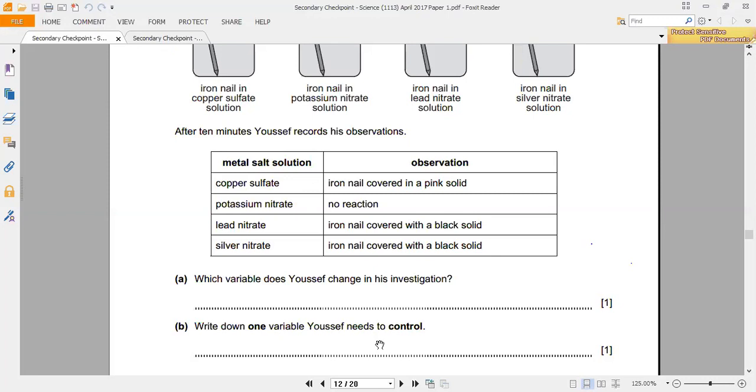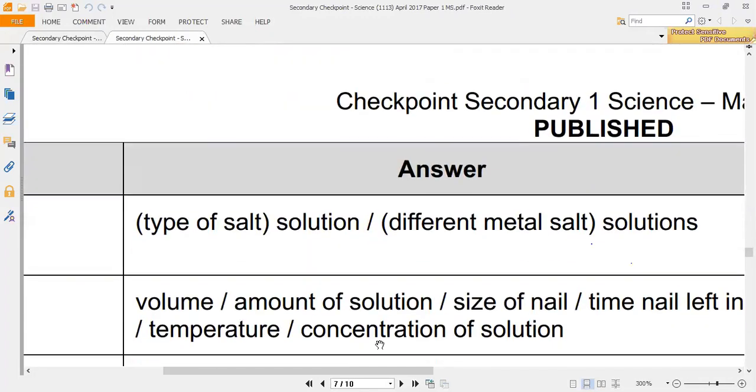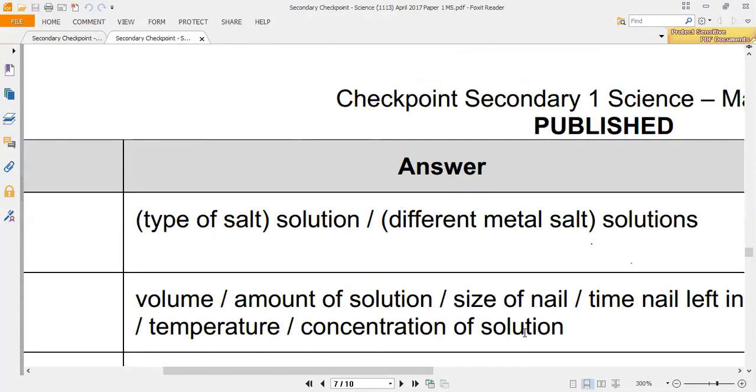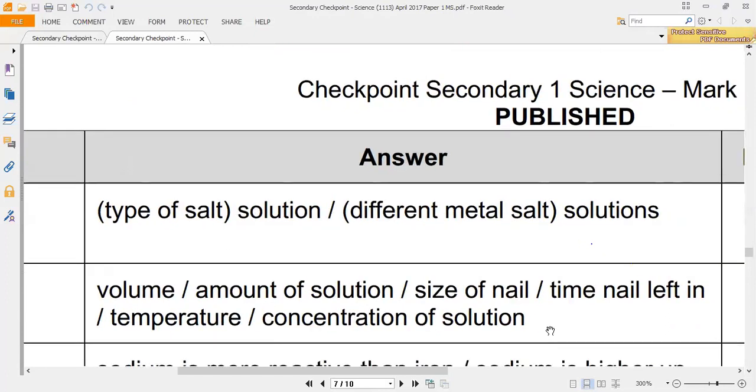Write down one variable Yusuf needs to control. Any of the controlled variables will be okay. For example, if we look here, if you say the volume, yeah, it's okay. If you say amount of solution, yeah, it's okay. It should be kept constant because it's a controlled variable. If you say size of the nail, also the same. If you say time nail left or the time intervals, it will be also okay. If you say temperature, very okay. If you say concentration of the solution, also should be maintained constant in order not to affect the results.